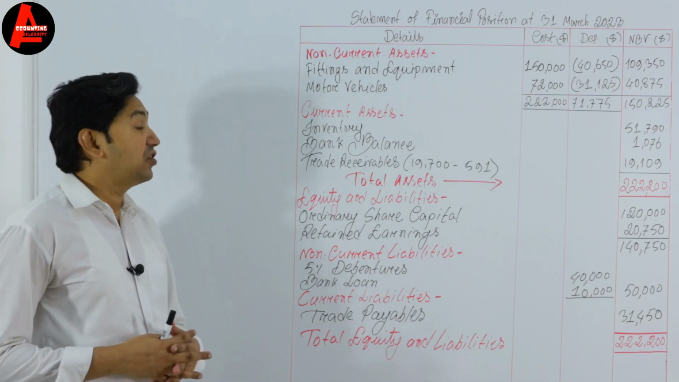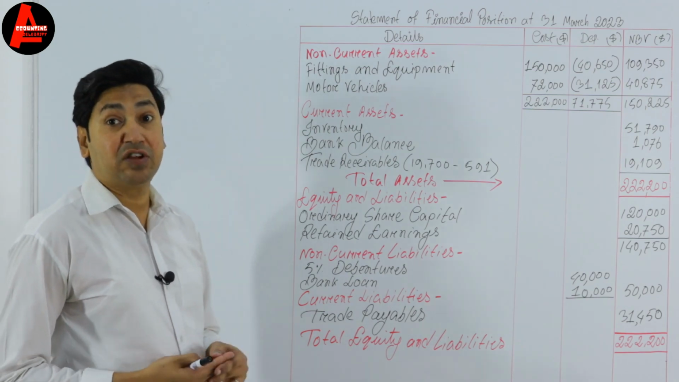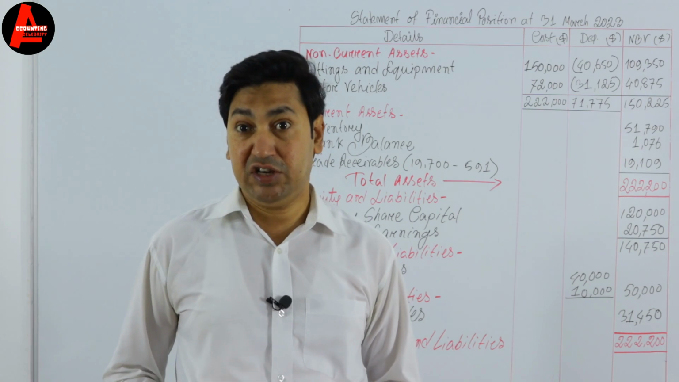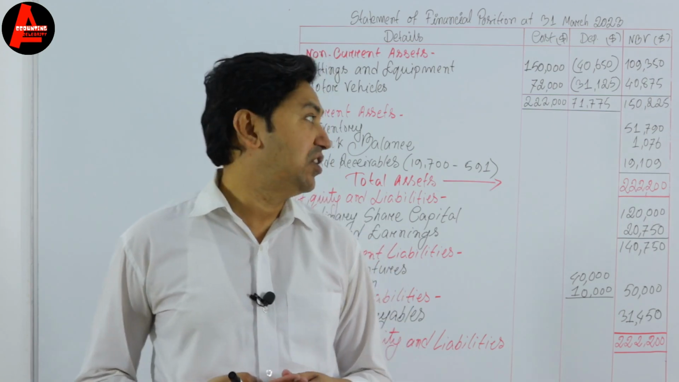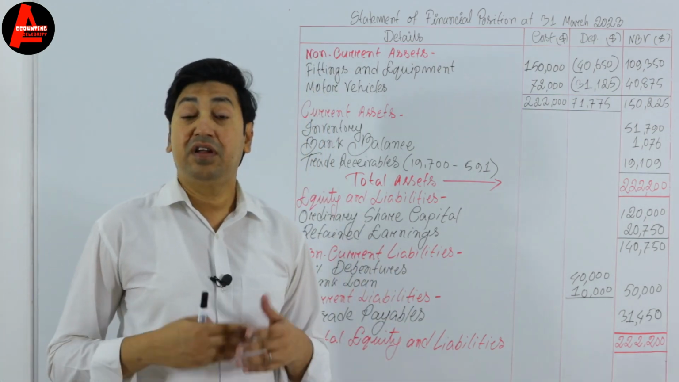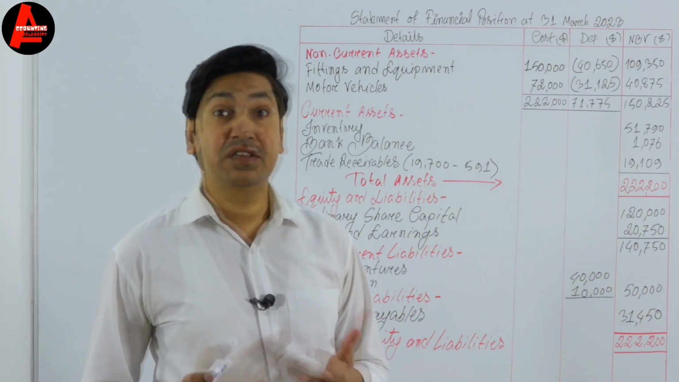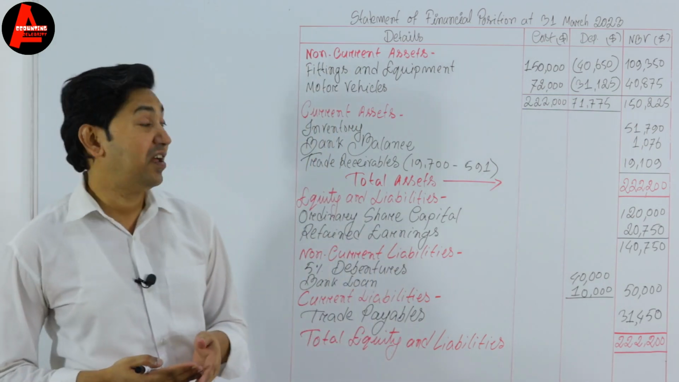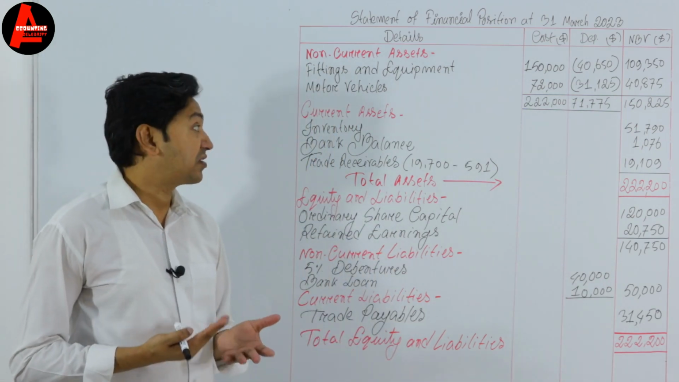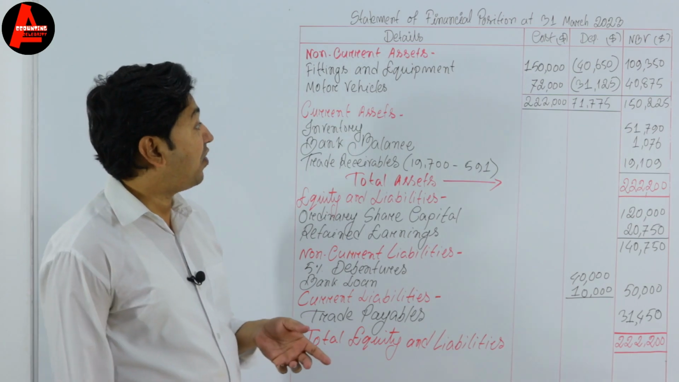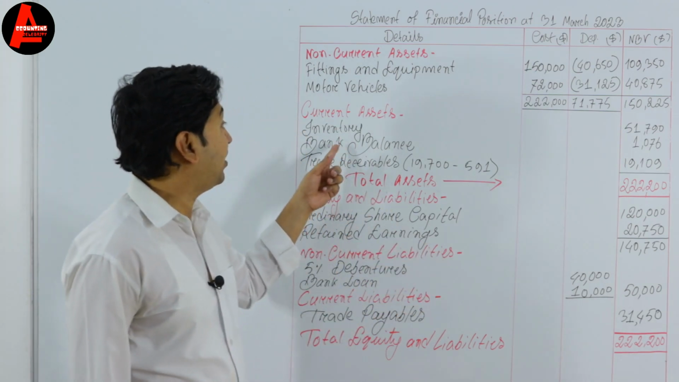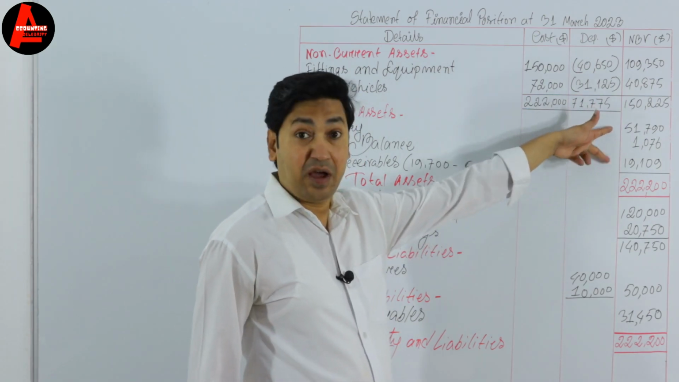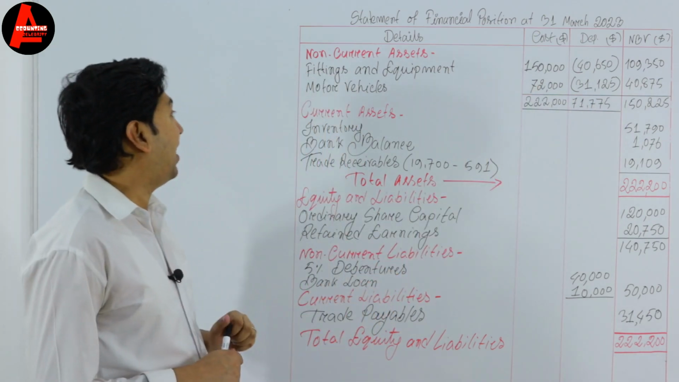Okay, great. So now, what is the formula to calculate quick ratio? You know, quick ratio is also called liquidity ratio or acid test ratio. We know the formula: the current assets minus closing inventory divided by current liabilities. So how to calculate current assets? Here we have inventory, we have bank balance, we have trade receivables. These 3 amounts are our current assets.